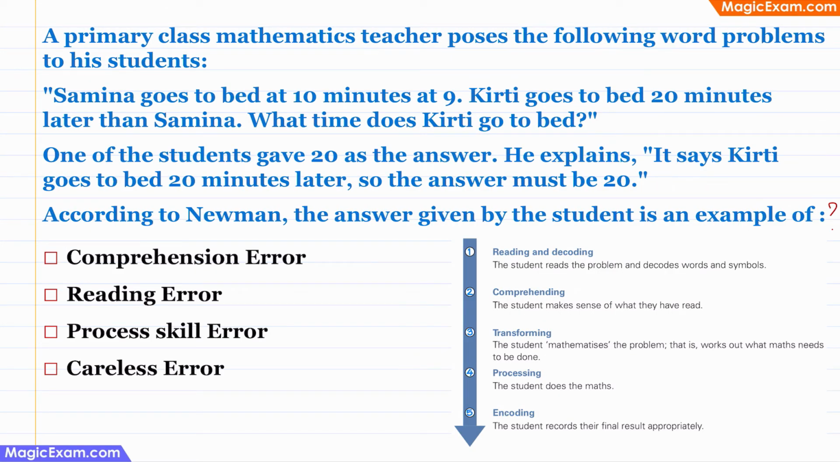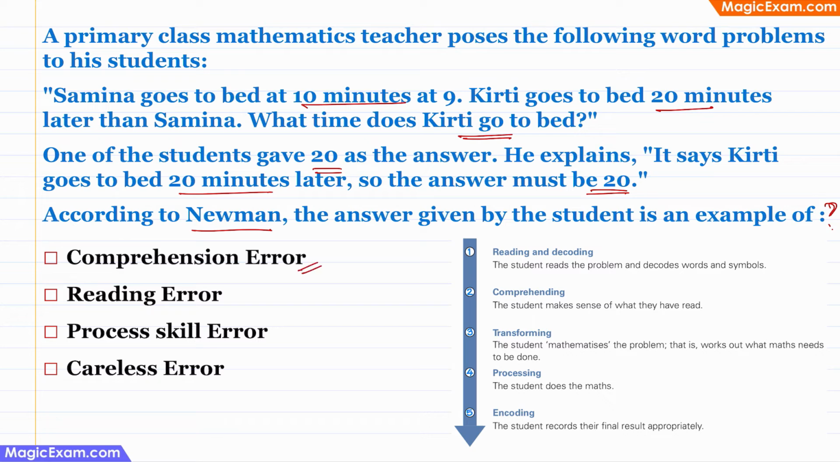A primary class mathematics teacher poses the following word problems to his students. Samina goes to bed 10 minutes to 9. Kirti goes to bed 20 minutes later than Samina. What time does Kirti go to bed? One of the students gave 20 as the answer. He explains that it says Kirti goes to bed 20 minutes later, so the answer must be 20. According to Newman, the answer given by the student is an example of which of the following?